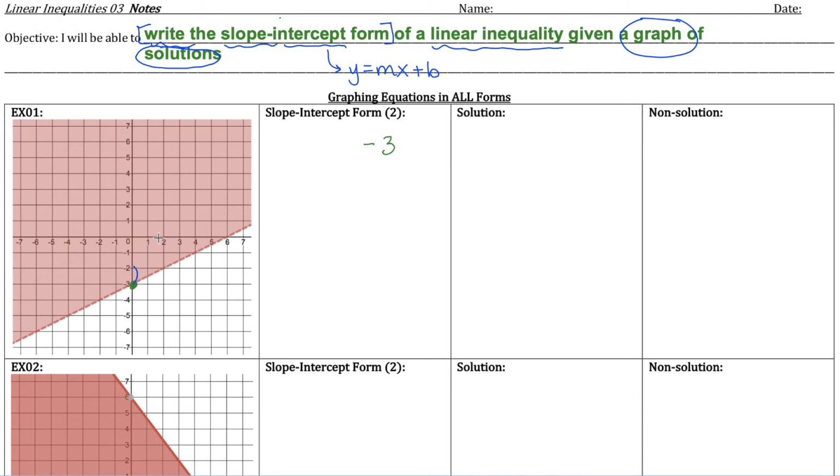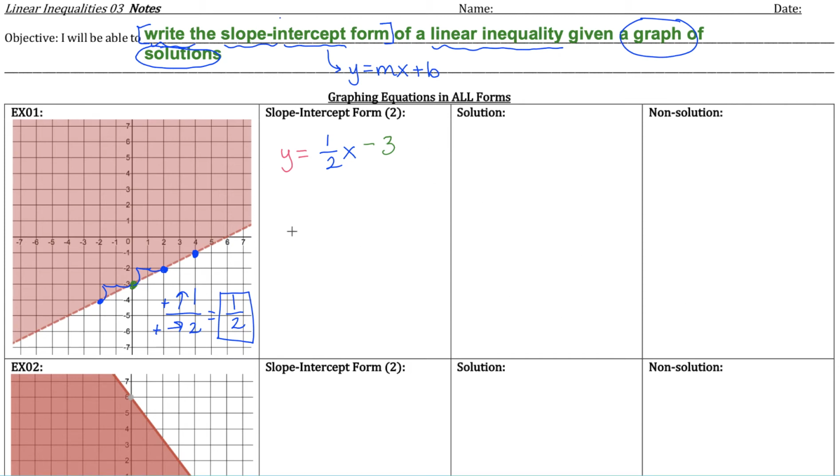I should probably find some more points, or not points, because these really aren't here, because it is dashed. So up 1, right 2. So +1 over +2 is +1 over 2. So 1 over 2x minus 3. And I'll put the rest in red. y equals 1/2 x minus 3.